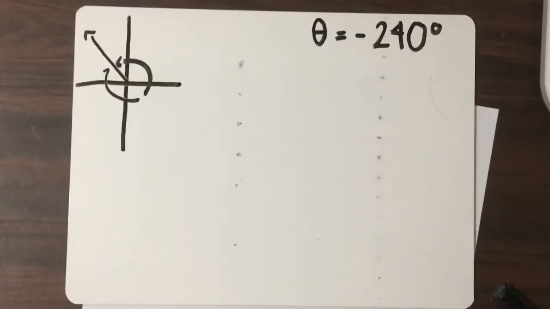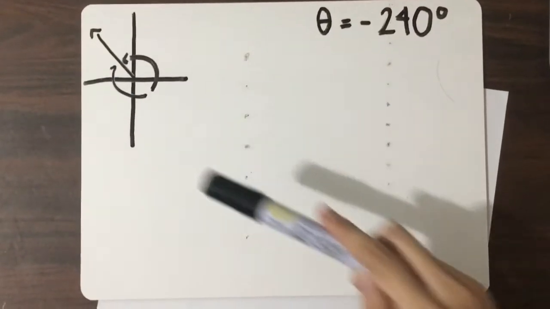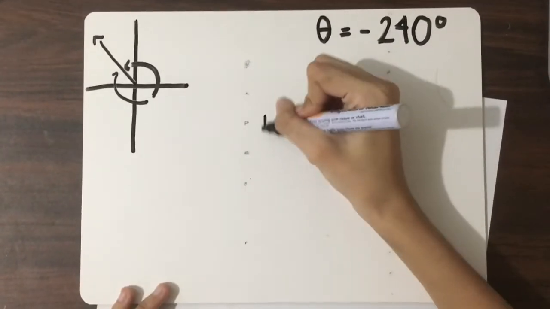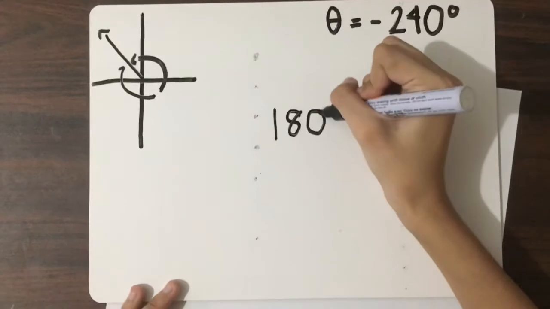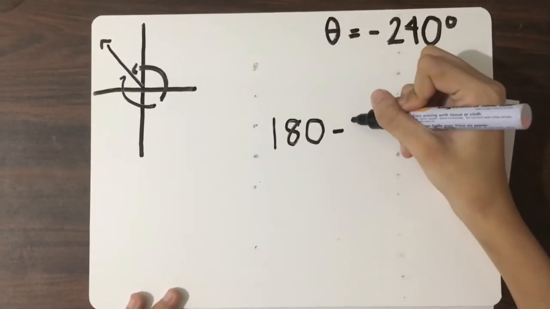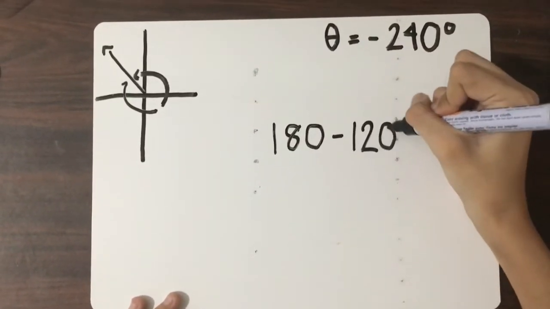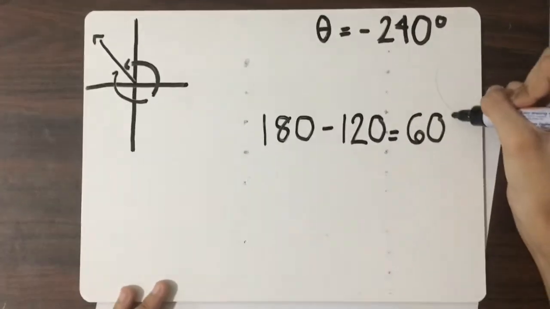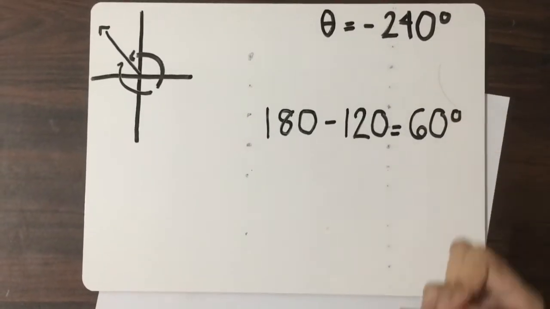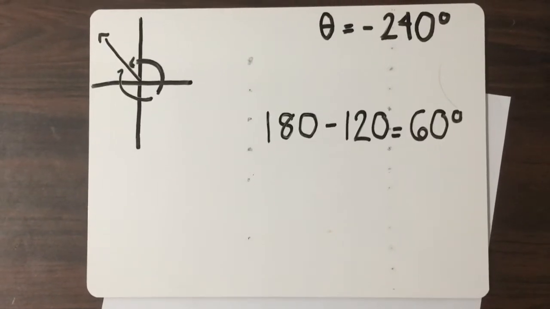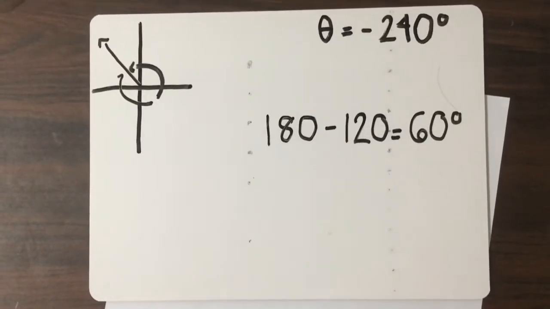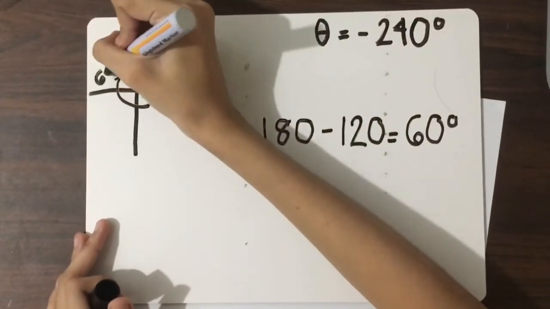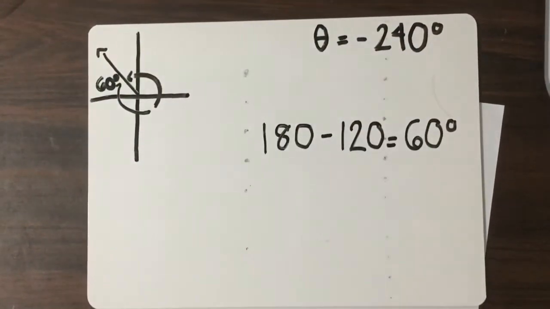Now that we know that this angle is found in quadrant 2, we will now find its reference angle. We'll subtract 180 degrees minus 120 degrees, which will result in 60 degrees. Thus, the reference angle is 60 degrees. And you can see clearly in the angle here, 60 degrees.